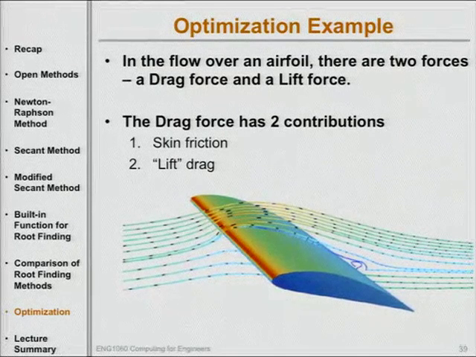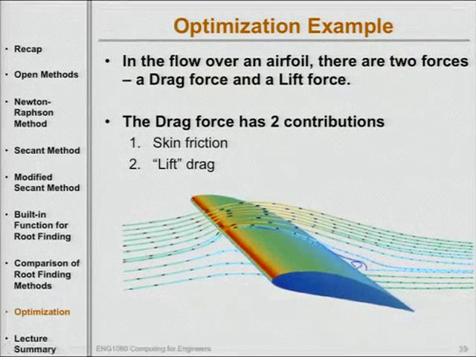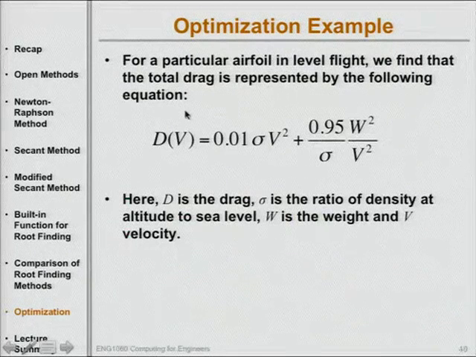One is called the skin friction. Effectively, that's the viscous stresses acting on the surface of the foil. And there's what's sometimes called a lift drag. It's a pressure drag kind of a force. And if we actually look at the functional form of this for a particular airfoil, we find that the total drag is represented by the following equation.